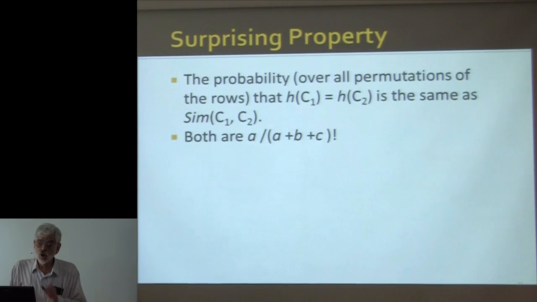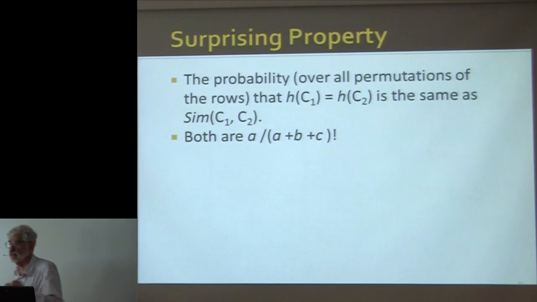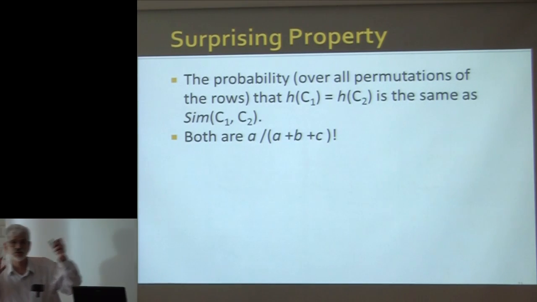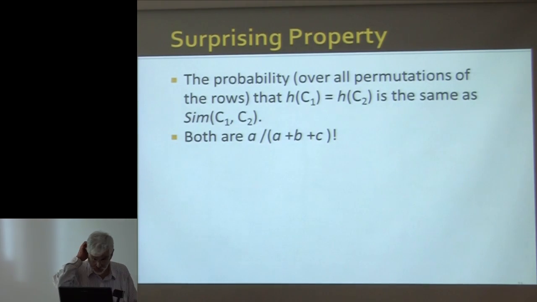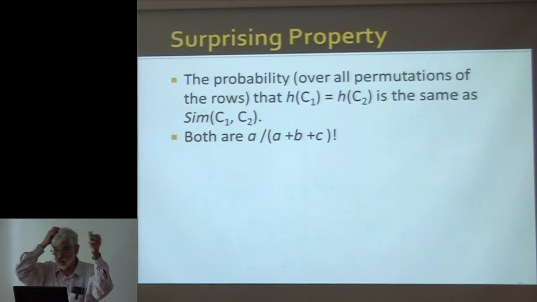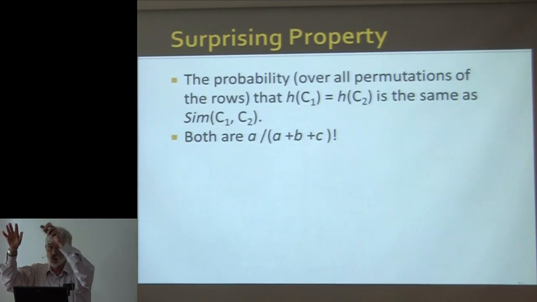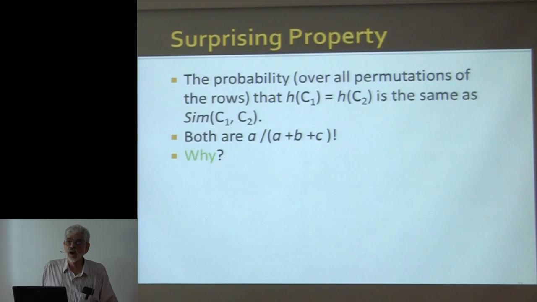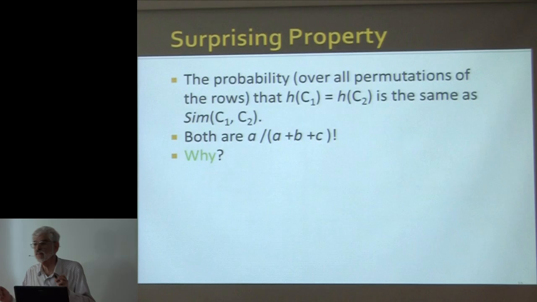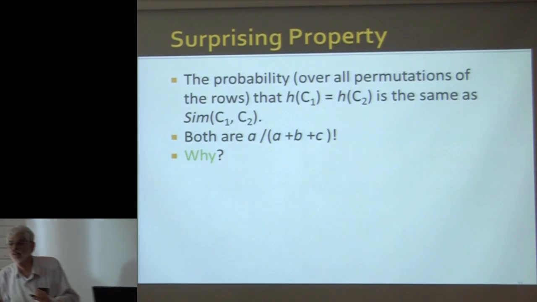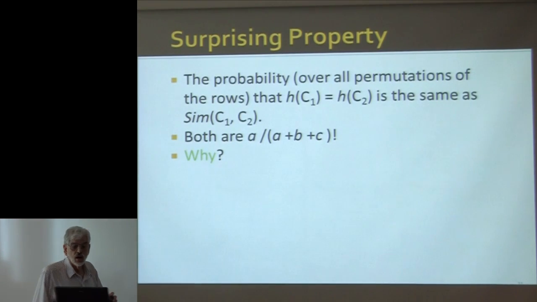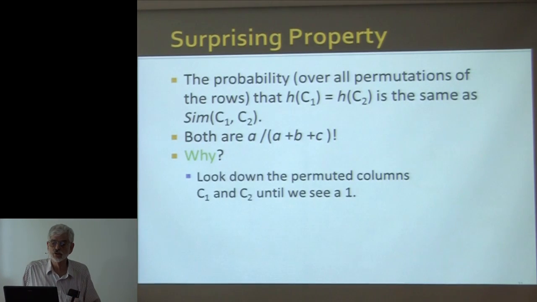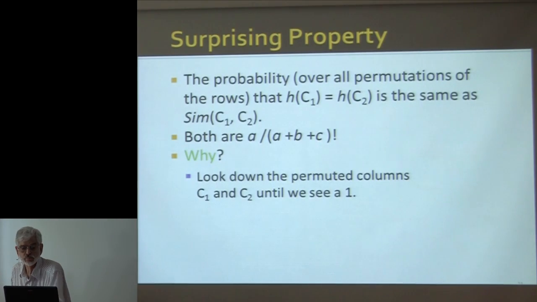Well, we already know that the Jaccard similarity is A over A plus B plus C. Remember, A is the number of rows that have 2 1s, and B and C are the rows that have a 1 0 or 0 1. We went over that before. So what I have to show you is that the probability that the min hash values of the 2 columns agree is also A over A plus B plus C.